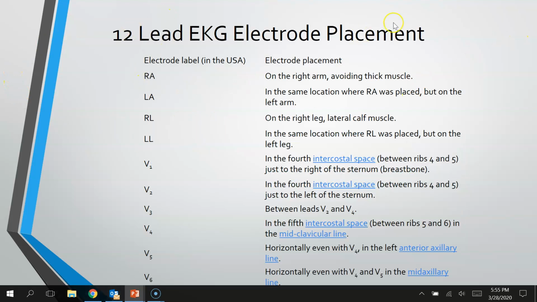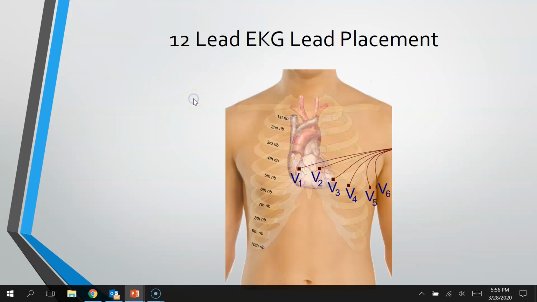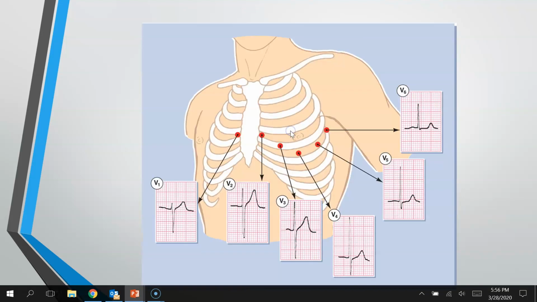So again, we've got placement of where these are going to be, between the 4th and 5th rib. Again, 5th intercostal space between the 5th and 6th, mid-clavicular, and then mid-axillary. So this is just a written explanation of where the lead placement is. And again, that lovely picture.